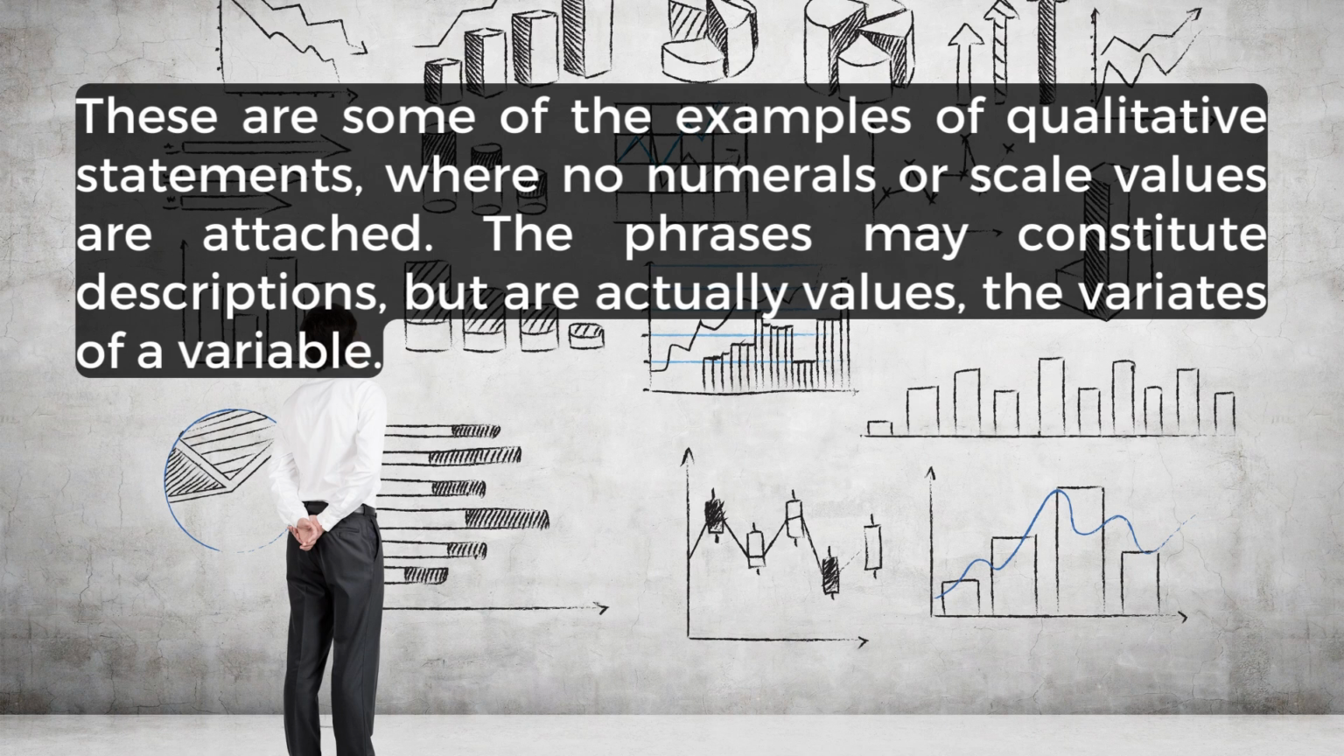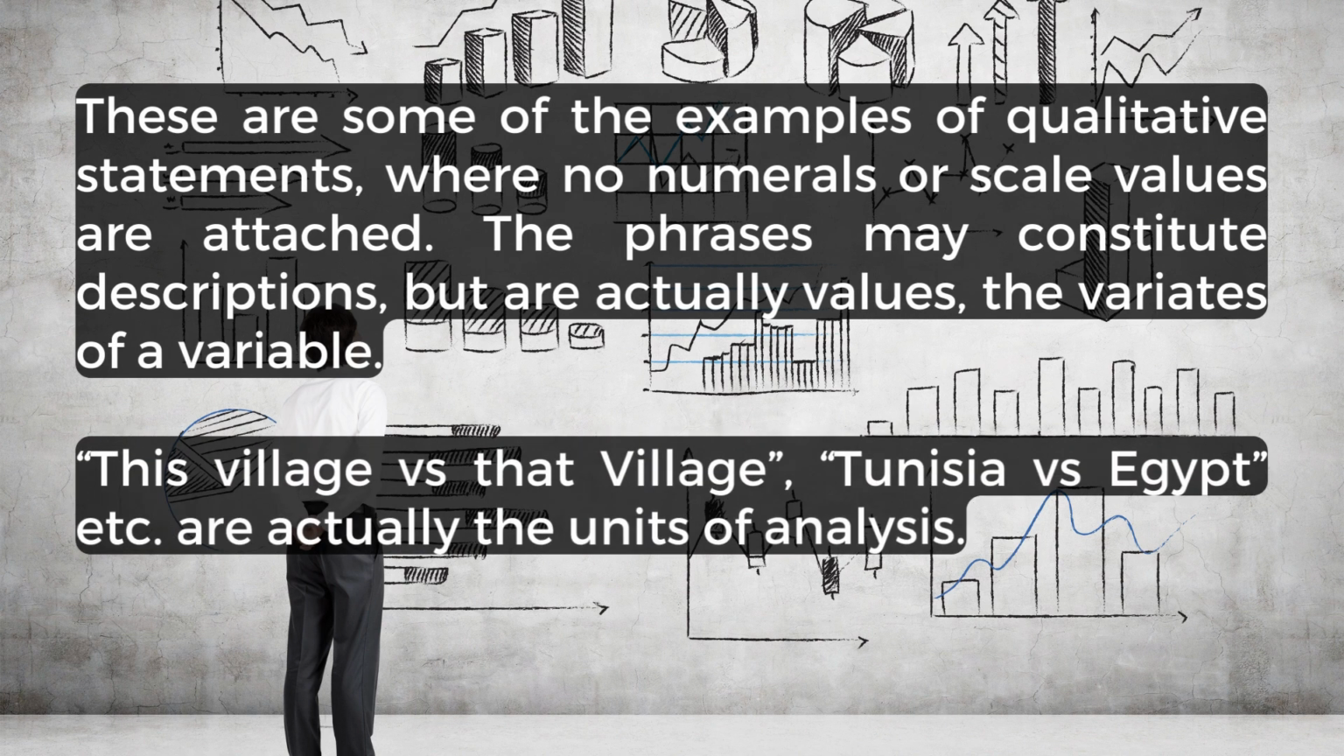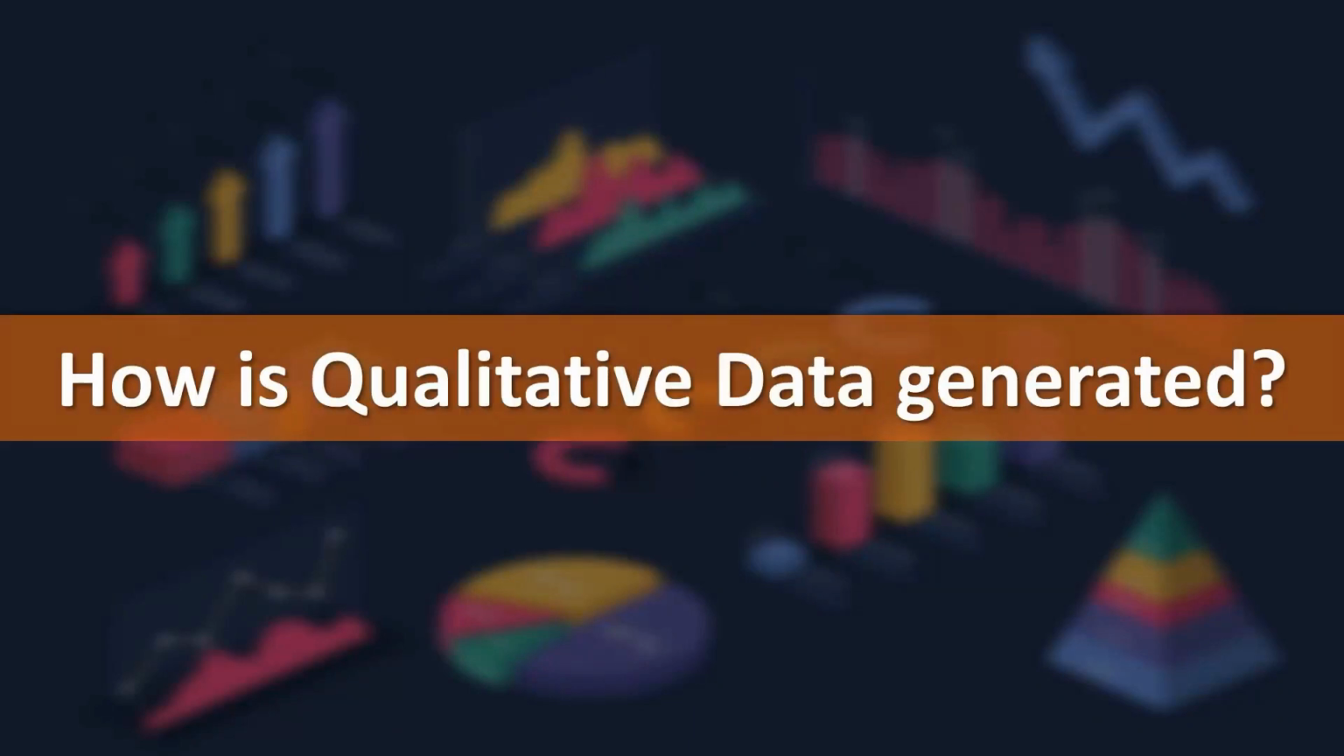The phrases may constitute descriptions, but they are actually values, the variates of a variable. This village versus that village, or maybe Tunisia versus Egypt, these are actually the units of analysis in a qualitative kind of study. Now let us look at how qualitative data is generated.